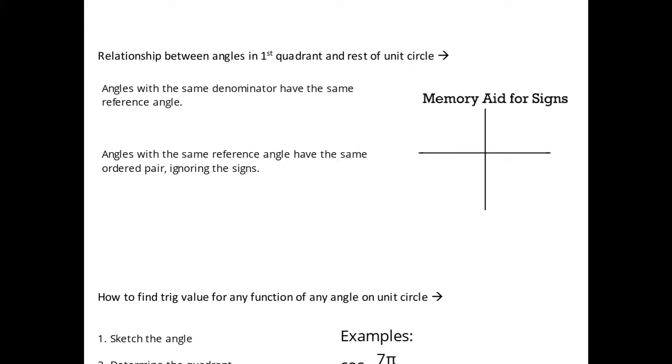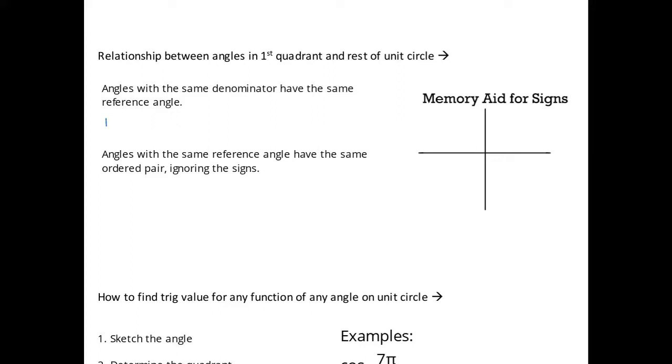Now that you've built your unit circle, what we're going to do is talk about some relationships between the angles in the first quadrant that we learned about yesterday and the rest of the unit circle. So you'll see here, I wrote down two things that you want to add to your notes. We'll give a couple examples to show. But the first one there is that angles with the same denominator have the same reference angle.